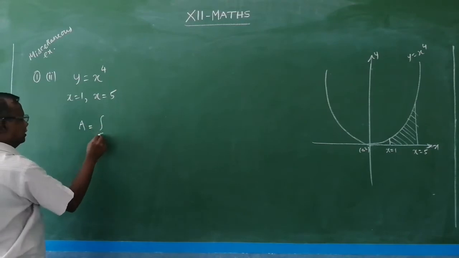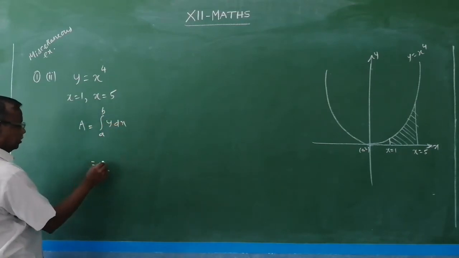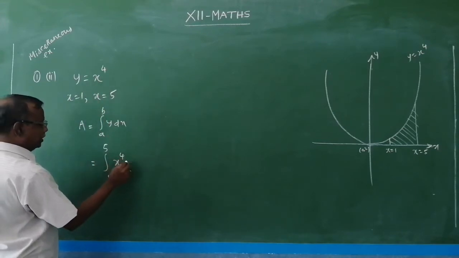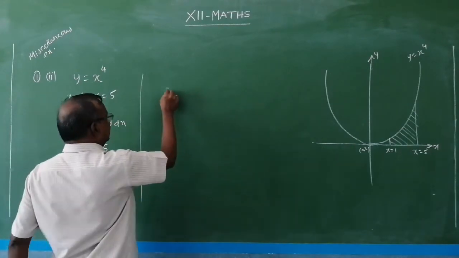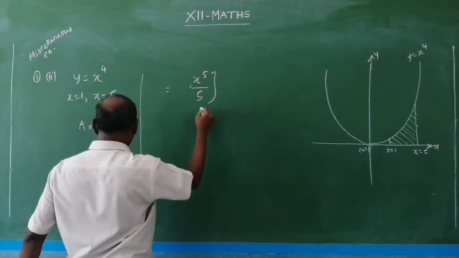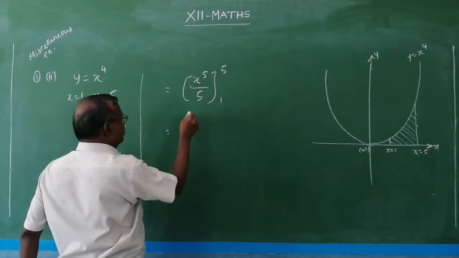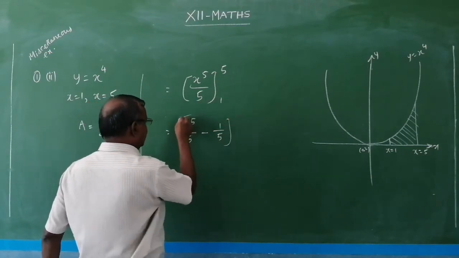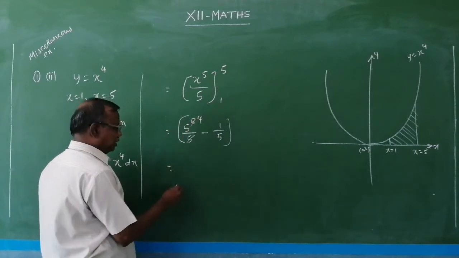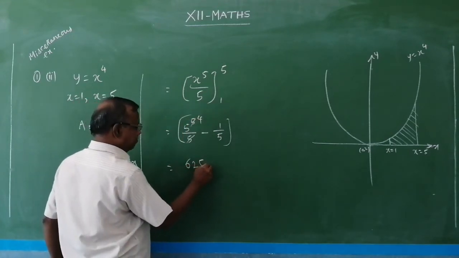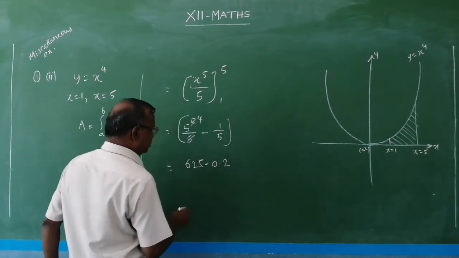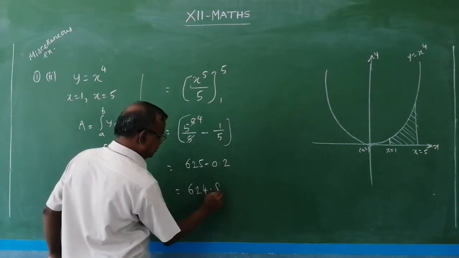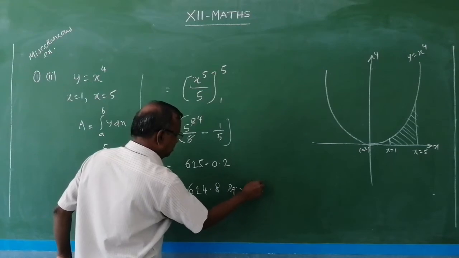A equal to integral a to b y dx. Here the lower limit is 1, the upper limit is 5, and the function is y equal to x power 4 into dx. It is x power 5 by 5 from 1 to 5. So upper limit is 5 power 5 by 5 minus lower limit 1 by 5. So this is 5 power 4, which means 625, minus 1 by 5 equal to 0.2. So this is equal to 624.8 square units. This is the answer.